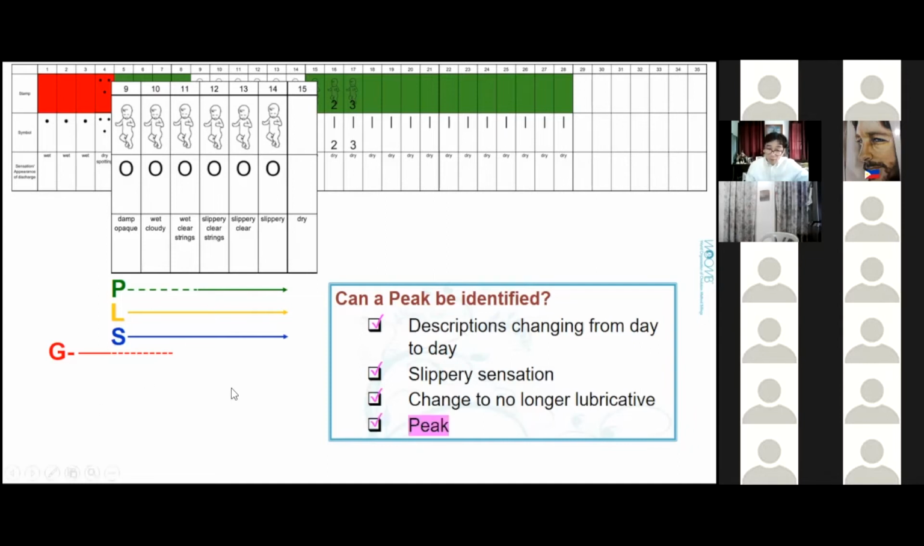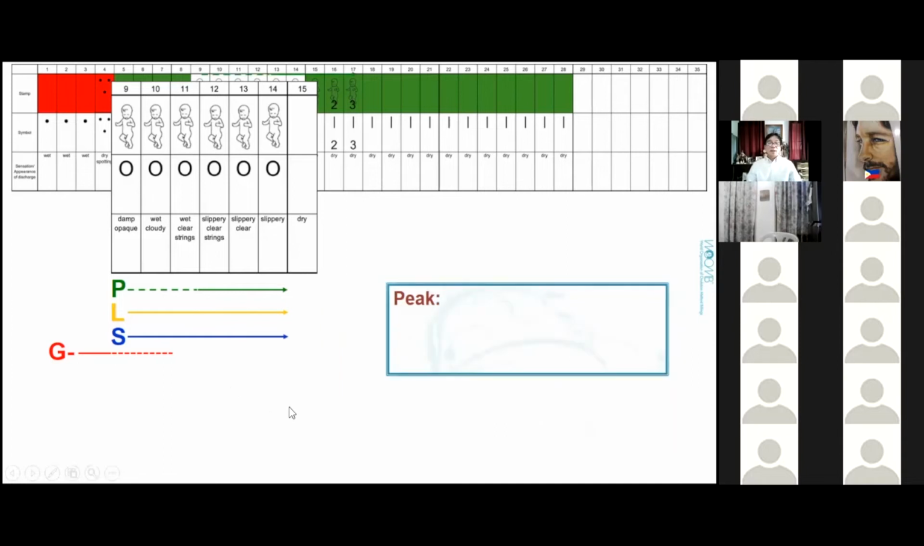Okay, is there a peak? Yes. And where is the peak? The last day of slippery sensation, recognized on the day of change. And 14 is the peak day because 15 is the day of change: no longer wet, no longer lubricative.